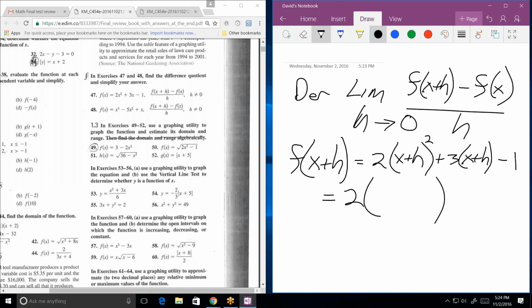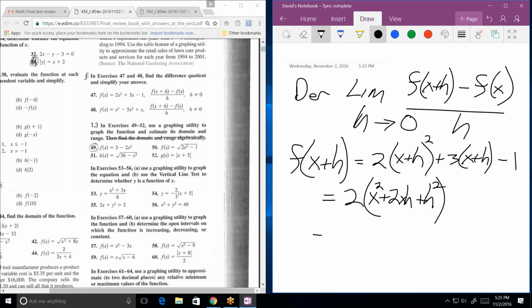That's something you want to be able to do without having to FOIL it. This gets back to what I was saying the other day. When you're taking (a plus b) squared, memorize what it is so you don't have to FOIL it each time. It's x squared plus 2 times x times h plus h squared. With me?